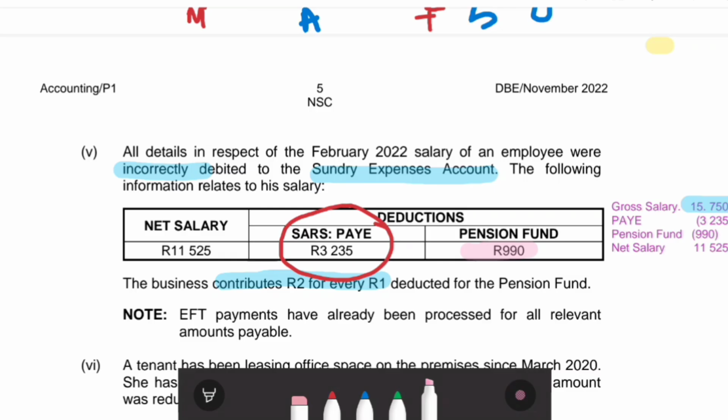If the employee contributes 990 to pension fund, the employer will contribute 1,980 to pension fund. There are 2 expenses for the company. 1, the gross salary that they pay this employee, and number 2, the contributions that they make in addition to paying this employee their salary. So we need to add both the gross salary as well as the contribution to the expense account.